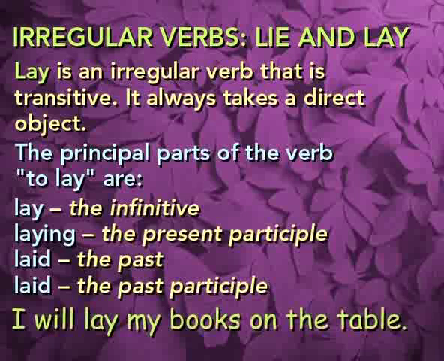I will lay my books on the table. Is this the verb to lie or to lay? It's the verb to lay, and it's being used correctly here because it is being used transitively. That is, there is a direct object which is receiving the action of the laying. Something is getting laid, namely the books. The books are being laid on the table. Whereas the verb to lie does not take an object, the verb to lay does. And therefore, to lay is being used correctly in this sentence.